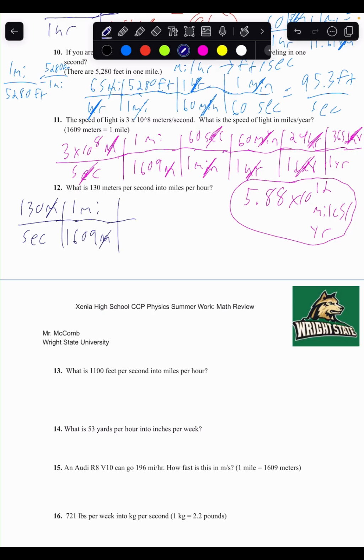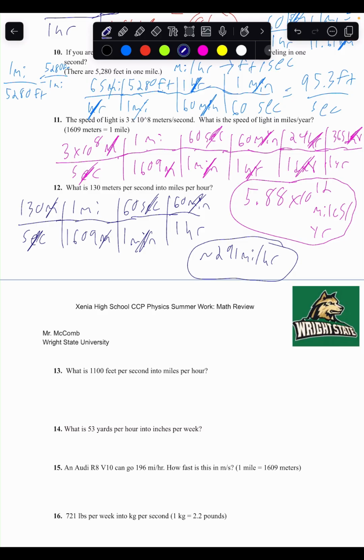Per hour, seconds to minutes, 60 seconds in 1 minute. And then minutes to hours, 60 minutes in 1 hour. Multiply the top, divide by the bottom. 130 times 60 times 60 divided by 1609. 290.86. Let's call it 291. About 291 miles per hour. Easy peasy.